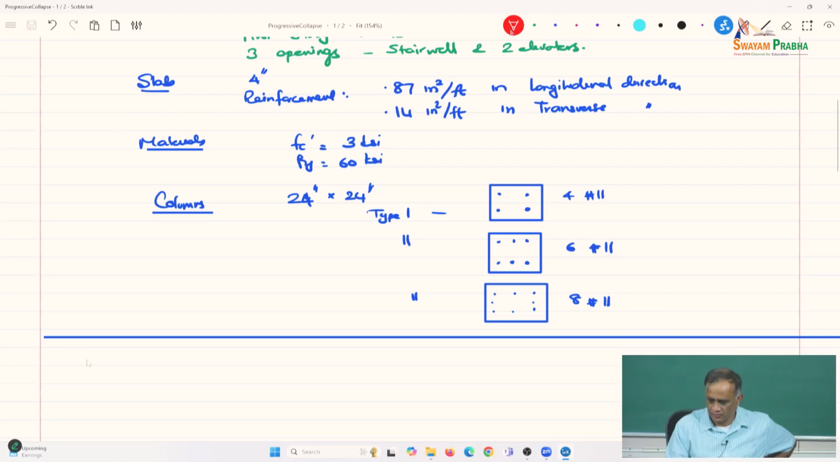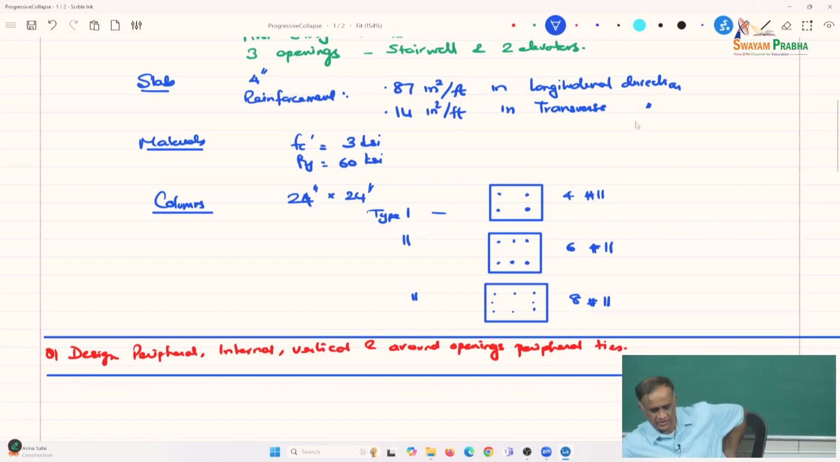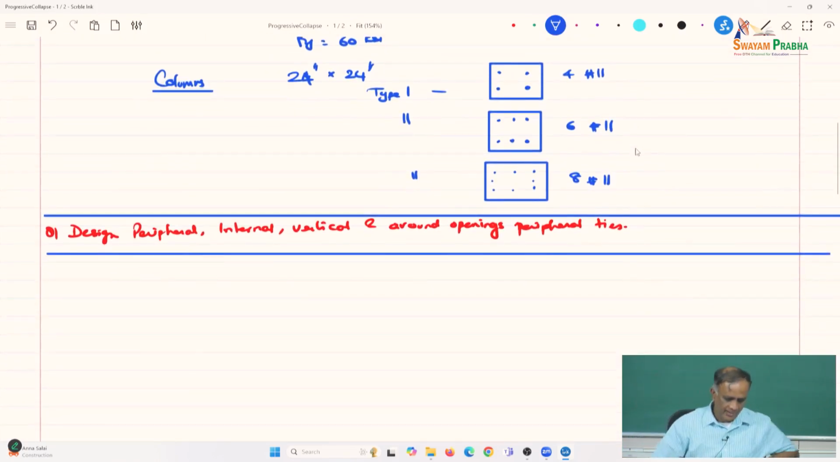Question is to design the peripheral, internal, vertical and around openings peripheral ties. It's a fairly straightforward problem, but we'll just go through all the details. This will be part of the tutorials this afternoon.